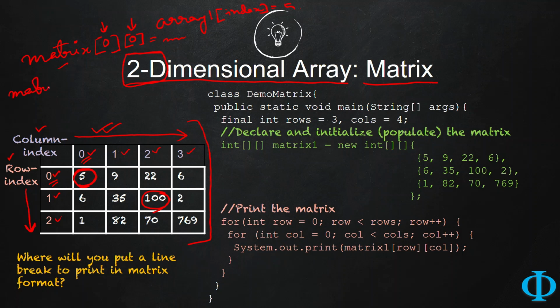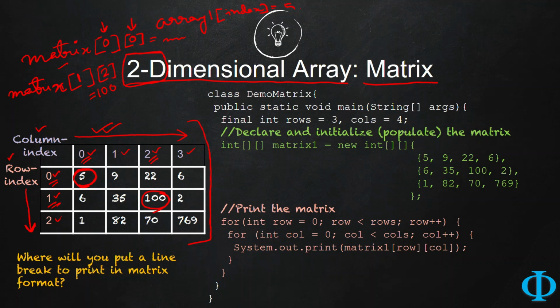This 100 is appearing at row number 1, as you can see. So row 1, and which column? It is column number 2. So at column number 2, this element is 100. In this way you have to identify each element in a matrix. There are two different indexes, one for the row index and another for the column index.